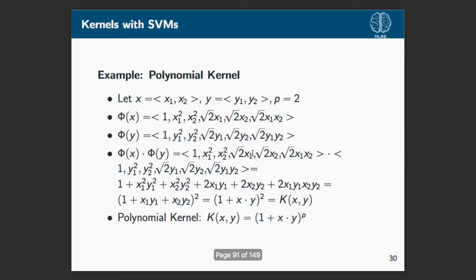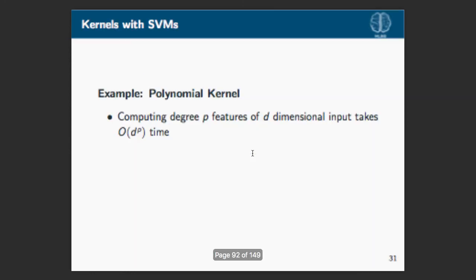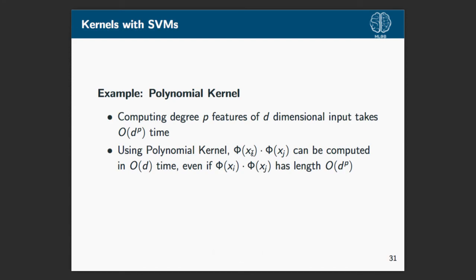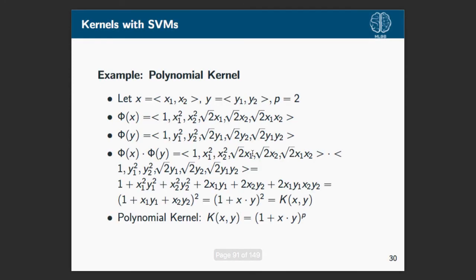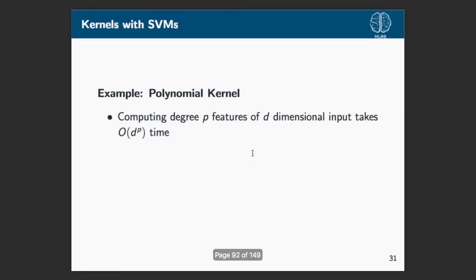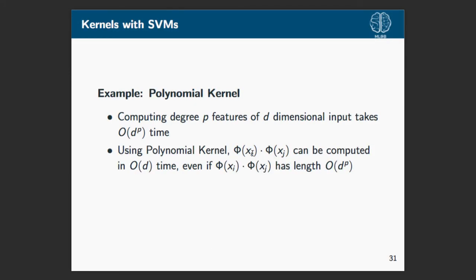But the kernel, on the other hand, is literally just this dot product, and you're just raising it to the power. The kernel can be computed in order of d time. Why? Because it's literally just the dot product between these two data points in their original feature space. You're taking the dot product in the original feature space, and then you're lifting up to a high dimension. So even if these vectors have length order of d to the p, the polynomial kernel works in order of d time.